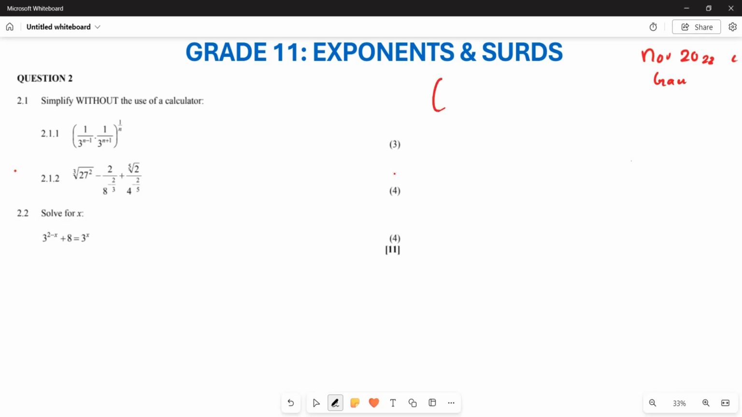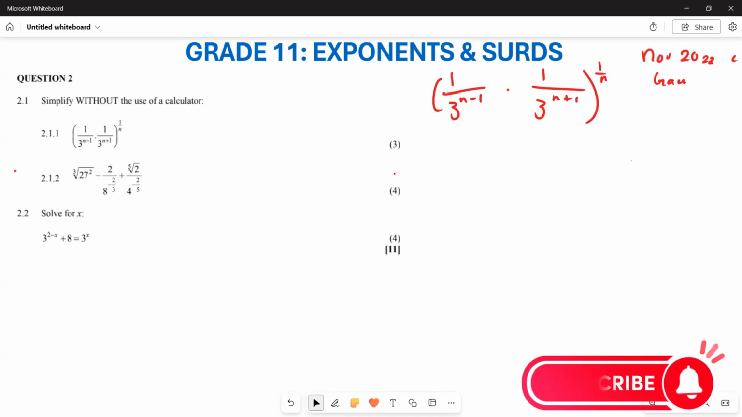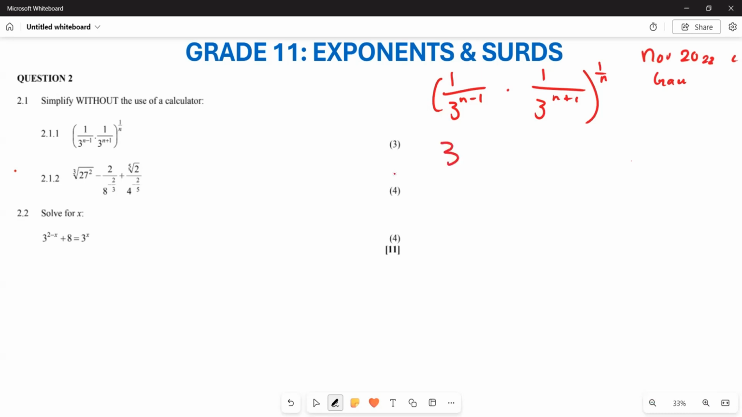Here you are given 1 over 3 to the power of n minus 1, multiplied by 1 over 3 to the power of n plus 1, close bracket, all of this to the power of 1 over n. Now, how can you start solving this? The easier thing that you can do probably is to write these as negative exponents, which means this is going to be 3 to the power of negative n.